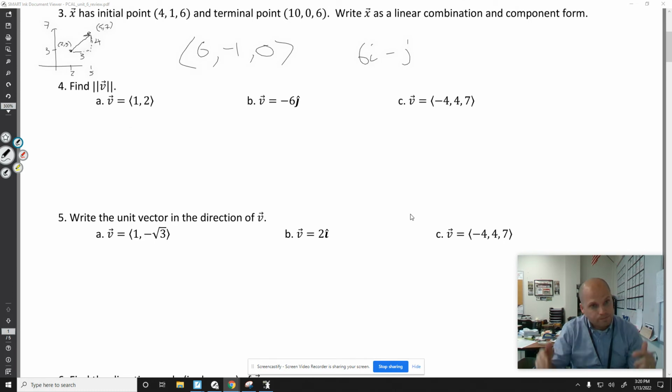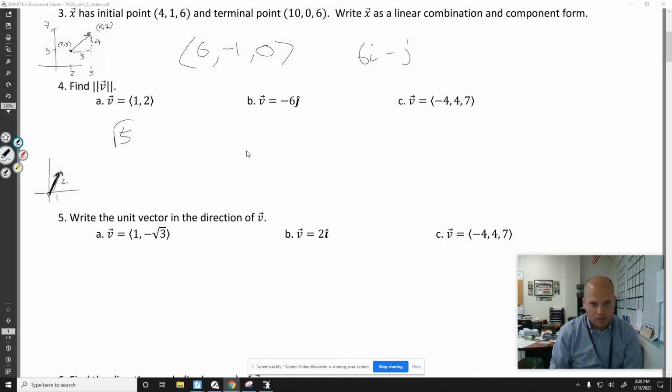Finding magnitude. This is where we break out our friends the right triangles. Put your v in standard position, <1, 2>. How do you find a magnitude? How do you find this length? Well, you've got your friend Mr. Pythagorean theorem. This is 1, this is 2. 1 squared plus 2 squared is 5. Square root that, root 5.